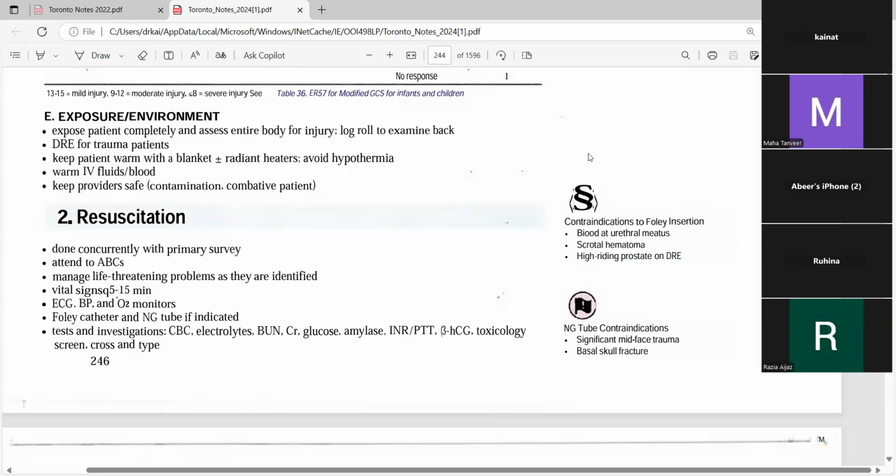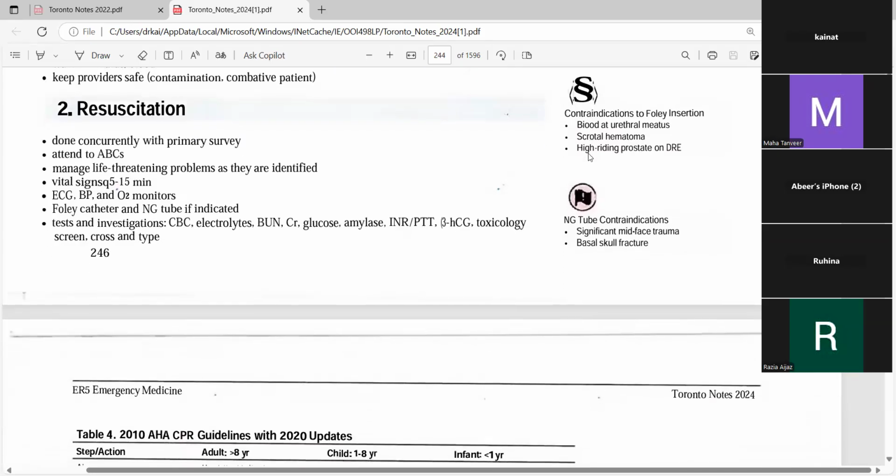Okay. So CBC, electrolytes, BUN, creatinine, then glucose, amylase, INR, PTT, beta HCG, toxicology screen, then cross and type. Cross and type is very important to check for which kind of blood you need later on. Then contraindications of Foley's insertion: blood at the urethral meatus, scrotal hematoma, high riding prostate on DRE. That's why I said DRE is very important. Then NG tube contraindications: significant mid-face trauma, basal skull fracture.